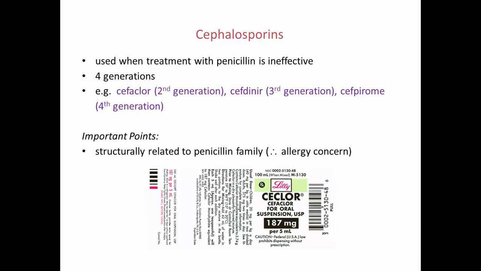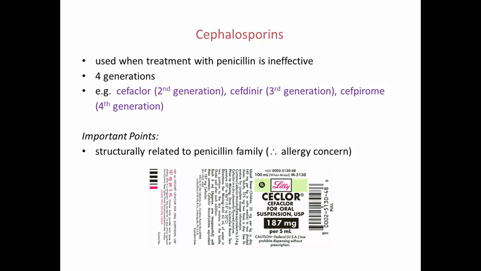There are 4 generations of cephalosporins. As they have evolved, they've become more and more effective against gram-positive bacteria and more effective against the bacteria that produce that penicillinase and have become resistant. They are also more expensive in the later generations.